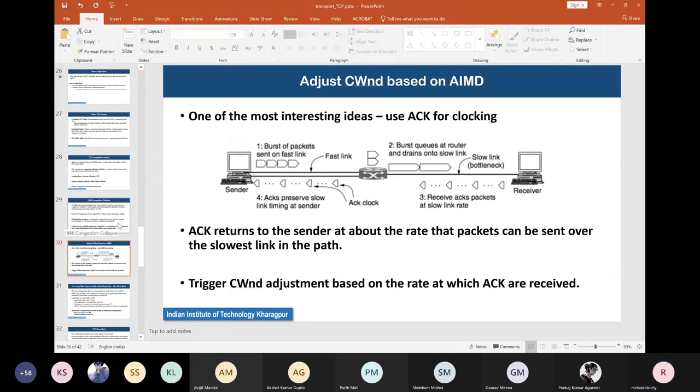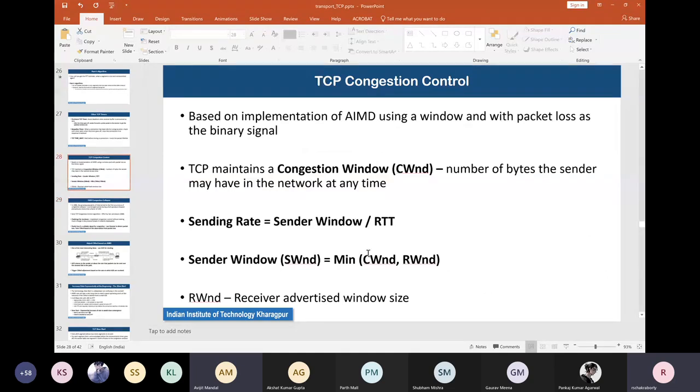Which one? How is the congestion window calculated? This CWND? Yes, sir. Yeah, we are coming to that.